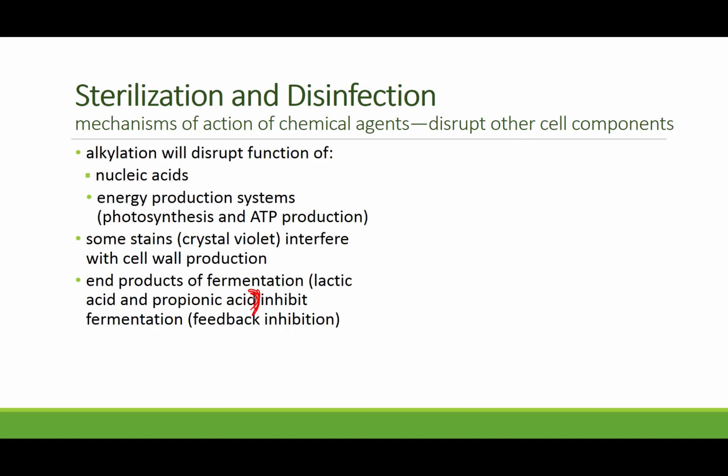So these end products of fermentation are alcohols or acids, and they will feed back and kill off the bacteria that are causing fermentation to happen. And we describe that as negative feedback or a feedback inhibition cycle.